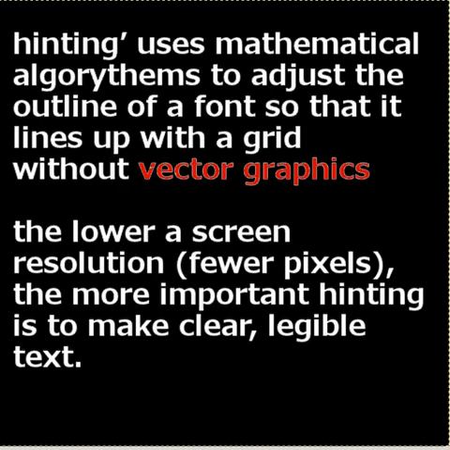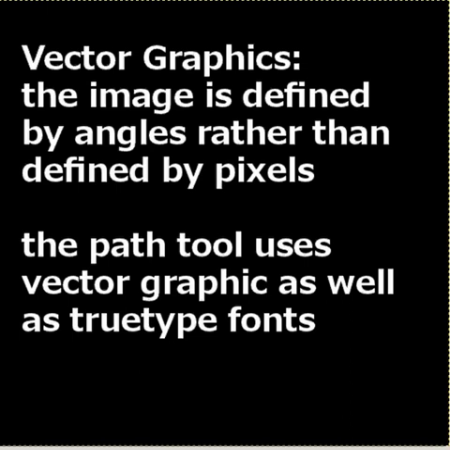Hinting uses mathematical algorithms to adjust the outline of a font so that it lines up with a grid without vector graphics. And we'll look at vector graphics in a little bit. The lower a screen resolution, the fewer pixels, the more important hinting is to make clear, legible text. Vector graphics is the image defined by angles rather than defined by pixels. The Path tool uses vector graphics as well as TrueType fonts.